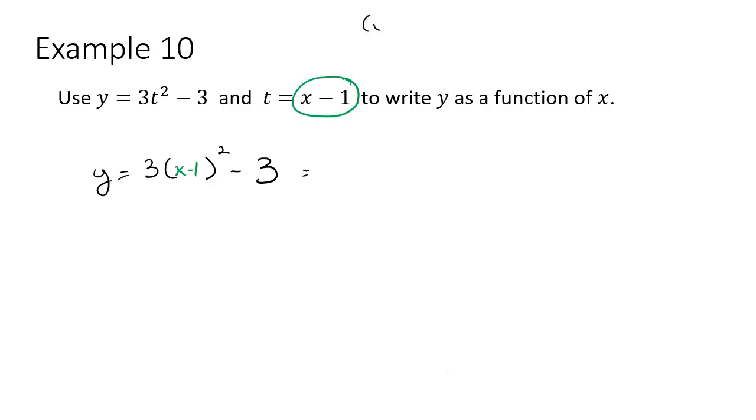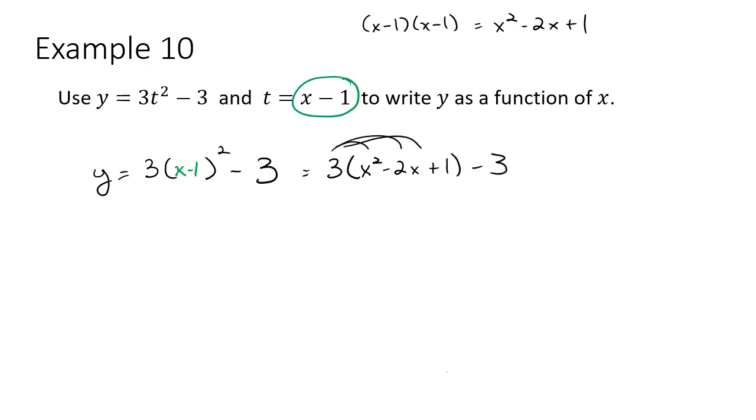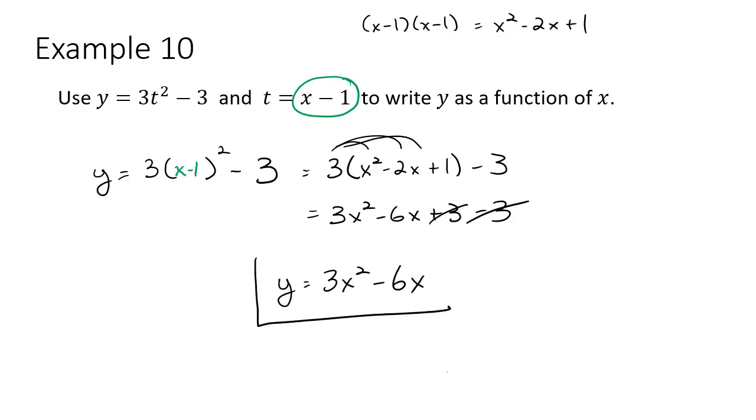So we need to start with the x minus 1 squared. If we FOIL that out, that would give us x squared minus 2x plus 1. But it's still going to be that 3 out front times all of this. So that's going to give us 3x squared minus 6x plus 3 minus 3. And so our final answer here, y in terms of x, y would be equal to 3x squared minus 6x.